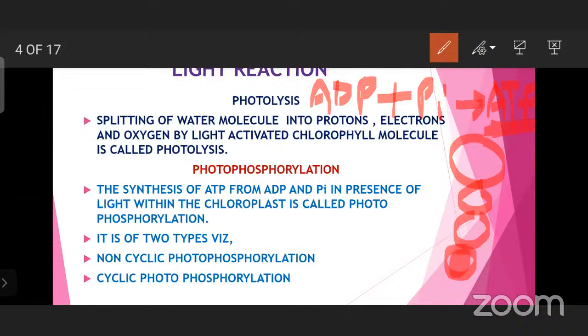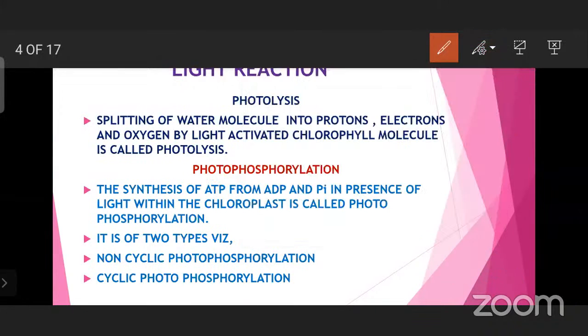Okay, so this conversion of ADP by adding inorganic phosphate and making adenosine triphosphate is called phosphorylation. And this is occurring in the presence of sunlight, and so we have to write here photophosphorylation. Whenever any cell requires energy, the terminal phosphate is utilized, and again it will get back to the condition ADP plus Pi.